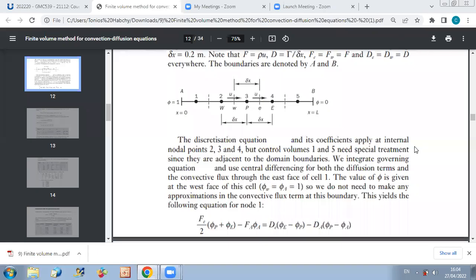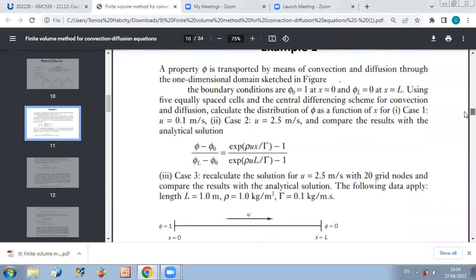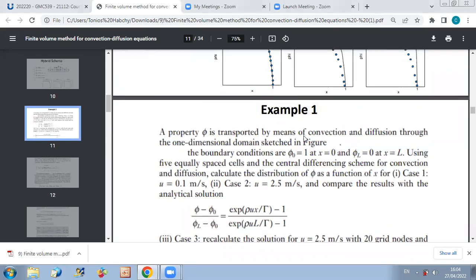So last time we started with the following example. We have a conduction diffusive problem. They imposed on us the values of the variable at x equals 0 and x equals L, and they want us to solve for different cases. For a velocity of 0.1 meter per second first, then a velocity of 2.5 meter per second. So we are using the same grid for both cases.